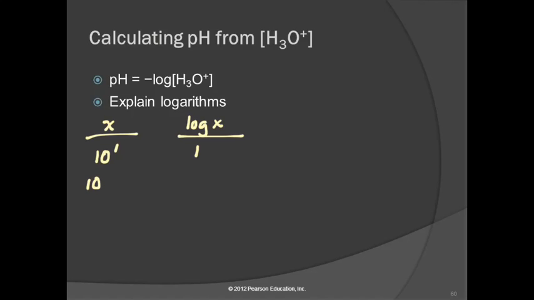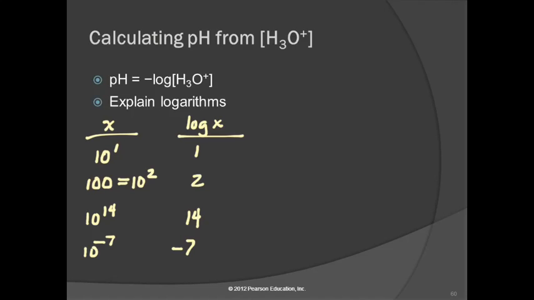The log of 100, that's the same as 10 squared, is 2. The log of 10 to the 14th is what? 14. So when we're looking at factors of 10, taking the base 10 logarithm is very, very easy. It's just the exponent. If the exponent is negative, then the log is negative. So 10 to the minus 7, the logarithm is minus 7.